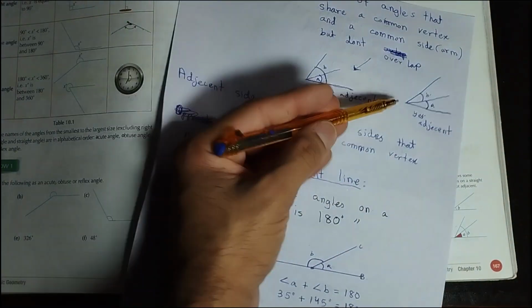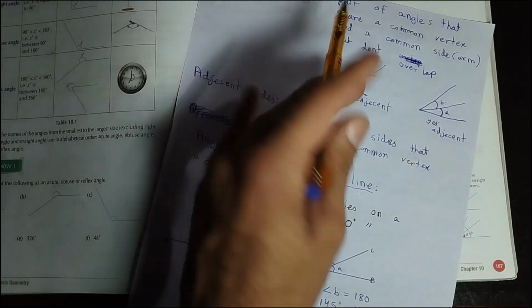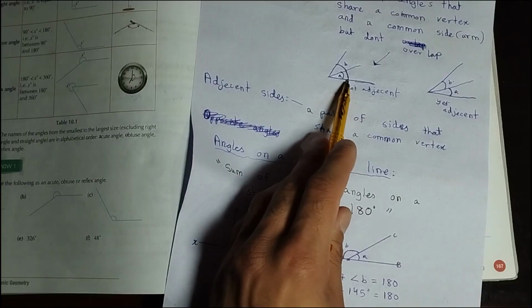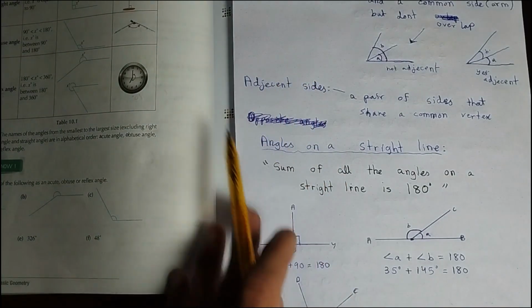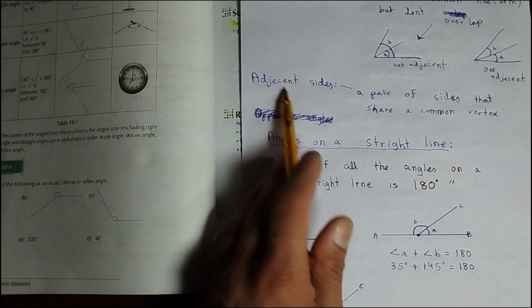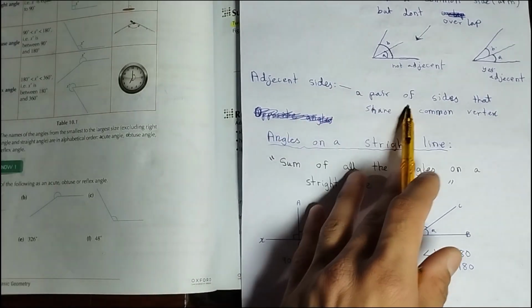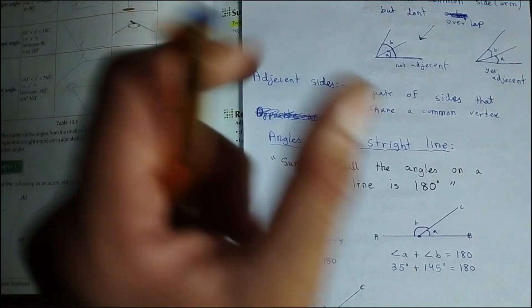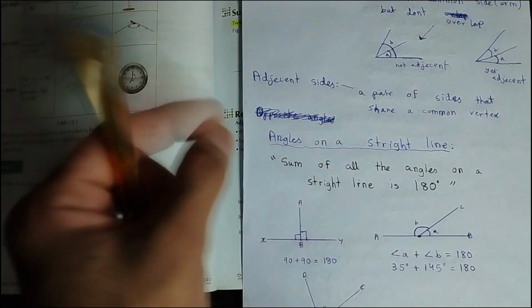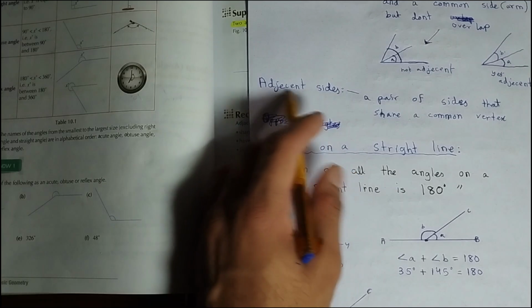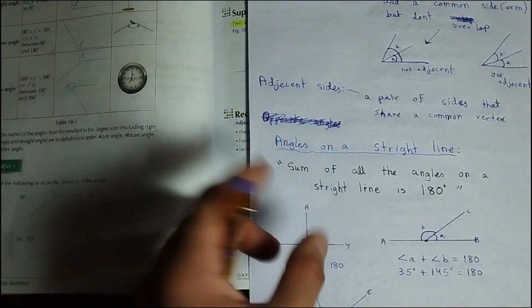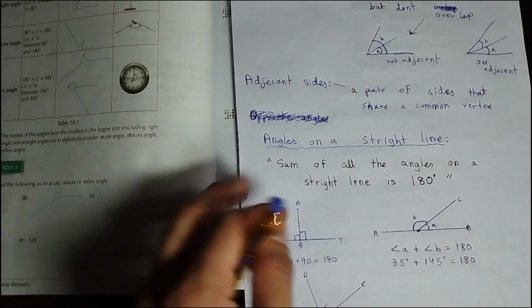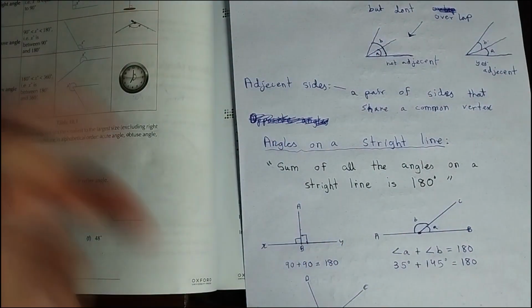In this case, A and B will be adjacent. In this case, A and B will not be adjacent. What does adjacent side mean? Adjacent sides means a pair of sides that share a common vertex. Adjacent basically means near to something or close to something. Opposite, on the other hand, means that it's far, or on the other direction, or different.